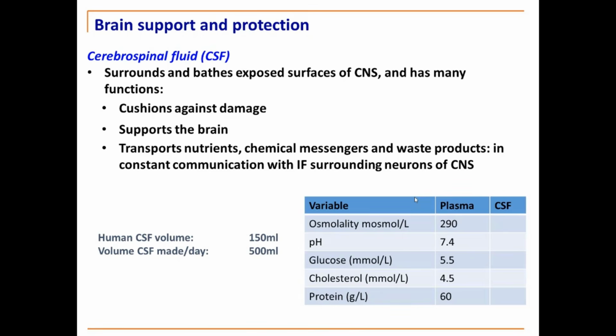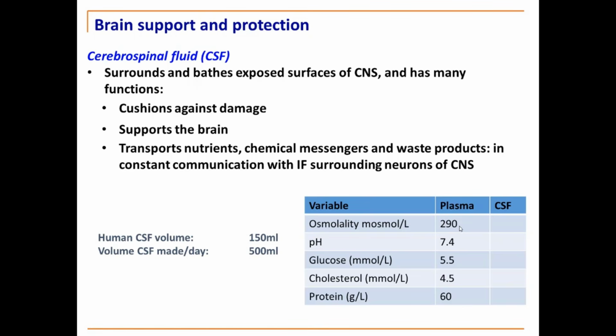But what is its composition? Is it the same as plasma, or is it different to plasma? So if you're looking at plasma, you've got the osmolarity at 290, pH 7.4, glucose about 5.5, total cholesterol about 4.5, and about 60 grams per litre of protein. What about the CSF? Is that different? Is that the same? Does it help if it's different or the same for people who might have various conditions such as meningitis? Do you get a difference between bacterial meningitis and viral meningitis, for example?